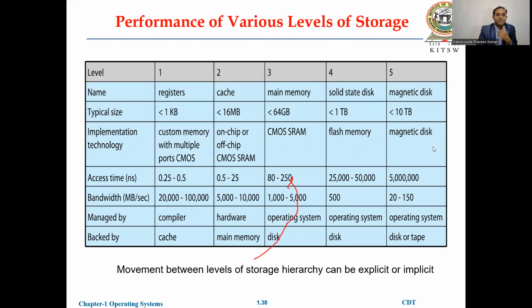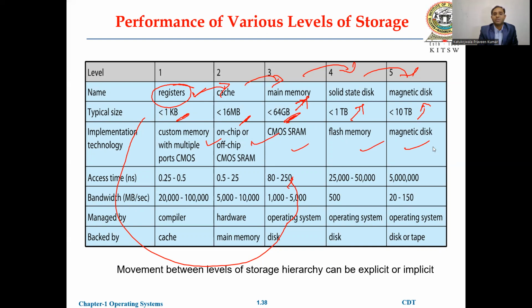As we already know, the register is a very small memory unit, then cache, then main memory, then solid state disk, then magnetic disk. Generally, the size of registers is 1 KB, with a maximum of 16 MB. Main memory is 64 GB, though of course this has increased nowadays for new generations. Solid state disk is 1 TB, and this has also increased. Magnetic tape disk is up to 10 TB. Implementation technology: a custom memory with multiple ports, on-chip or off-chip, then CMOS, flash memory, and magnetic tape. So these are the units by which you measure your storage levels.